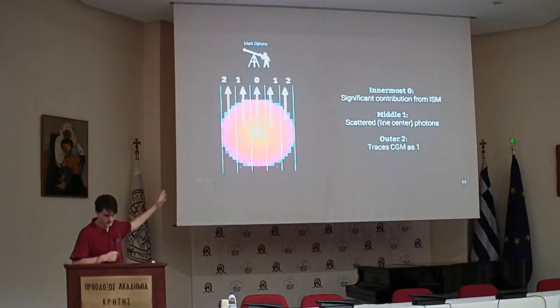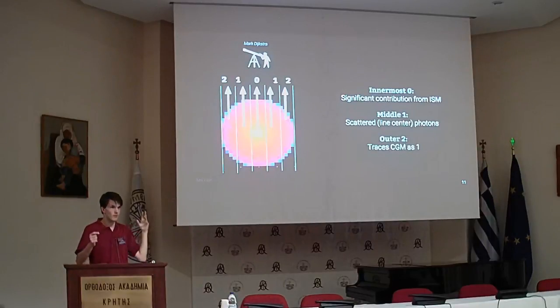Let's just go through the sketch. In the innermost region, you have the photons. If you have a broad intrinsic line profile, then you might have some of the wing photons escaping straight at you. That's a way of maybe detecting the intrinsic system in a Lyman alpha system.